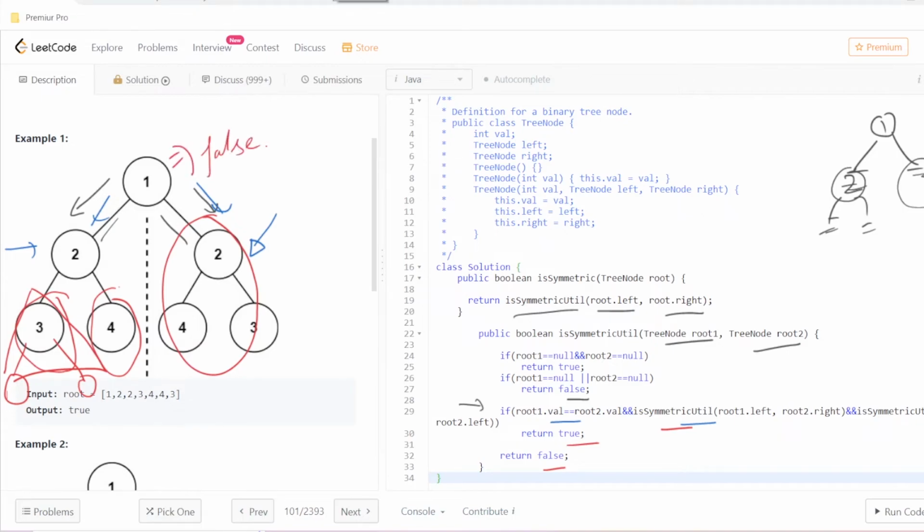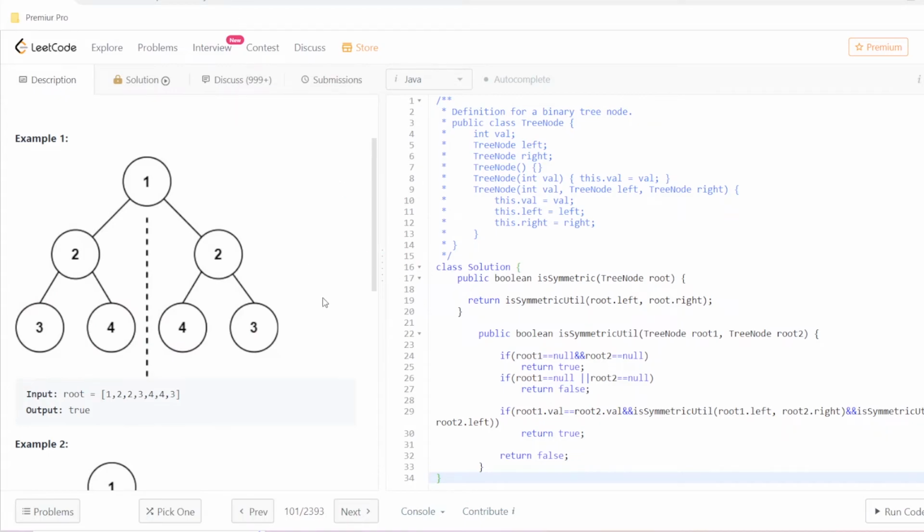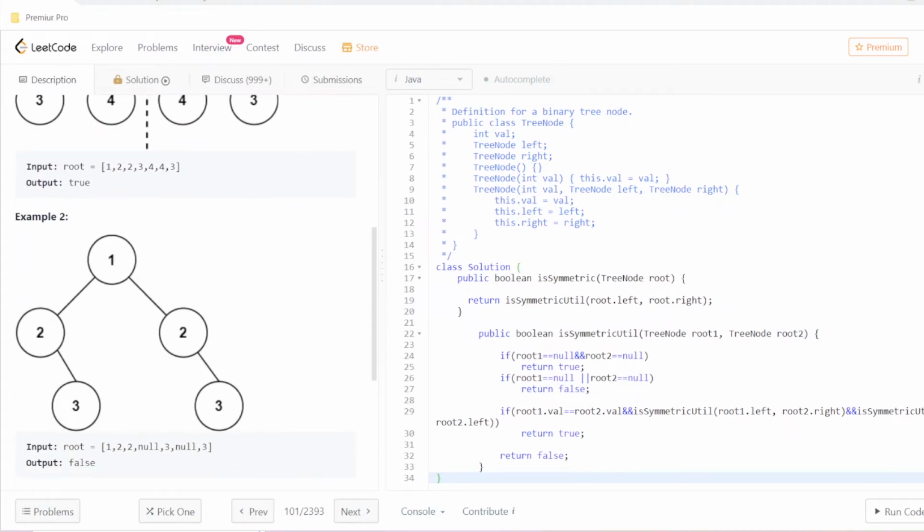Okay. So let's see this example here. First it will go here, and it will go here. Now it will come here. Now we call this function, and we'll see that this particular node and this particular node both are null, so it will return from there. So here it will return true. So from the left side, this part will return true here.